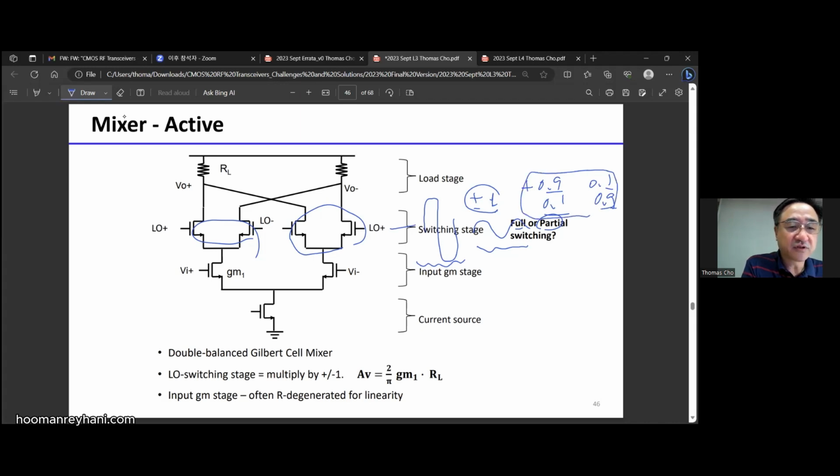Well, if the temperature doesn't change, then this is okay. But if temperature changes, this value also changes, because the overdrive VGS minus VT level changes. So the gain of this switching pair can be temperature sensitive. Therefore, it is better to have full switching if you want a temperature insensitive gain on these switching transistors. Okay.